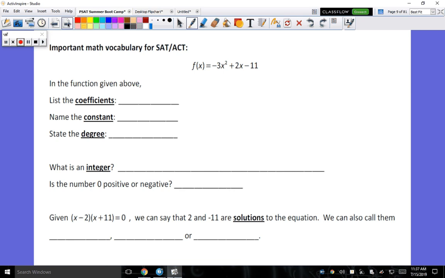Important math vocabulary for SAT, ACT. What are the coefficients that you see, guys? -3 and 2. What's the constant? -11. What's the degree? 2. Or second degree?